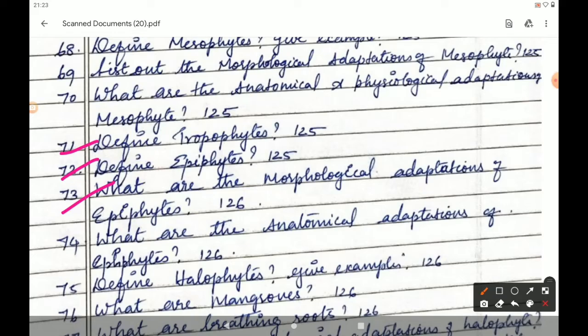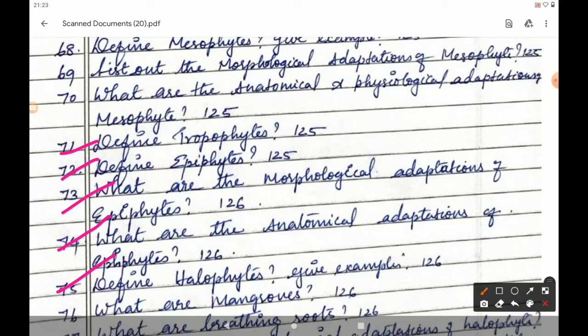The next question is question number 74. What are the anatomical adaptations of epiphytes? The answer is given in page number 126. Under the heading Anatomical Adaptation, multi-layered epidermis is present. Presence of cuticle with sunken stomata. Succulent epiphytes contain well-developed parenchymatous cells to store water. That's enough, there are 3 points. That is enough for the anatomical features of epiphytes.